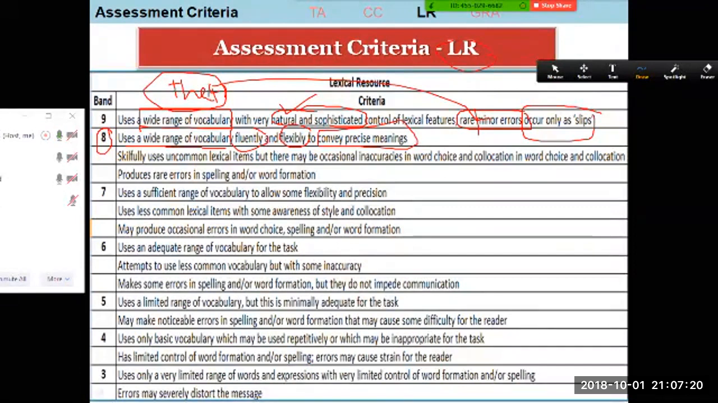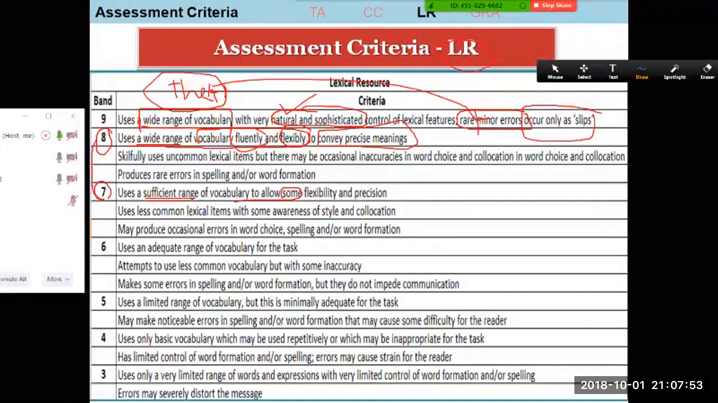Let's say if that's not the case, then I will come down and I would see if the candidate uses a sufficient range. Now you compare it. There was a wide range, and here it is a sufficient range. Then there, the usage of lexical resource was fluent and flexible. But here, it allows some flexibility and precision. You see.